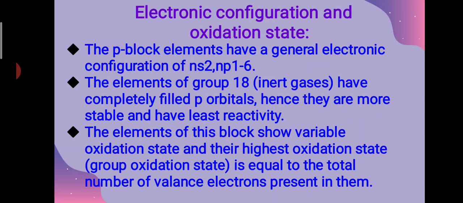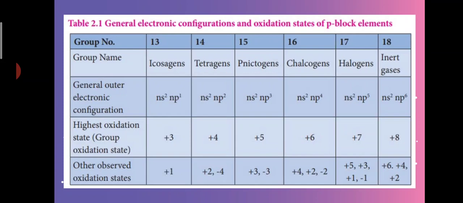ns2 np1-6. If you see this table, what is the atomic number of boron? It is 5. So when you write the electronic configuration, it will be 1s2, 2s2, 2p1. You can see the outer electronic configuration is 2s2, 2p1 for the 13th group, which is the boron family. Is it clear? That is what we have written here as ns2, np1.